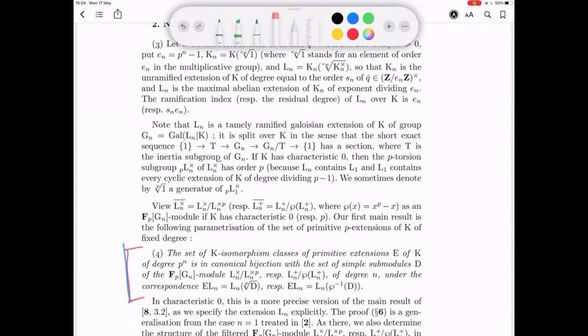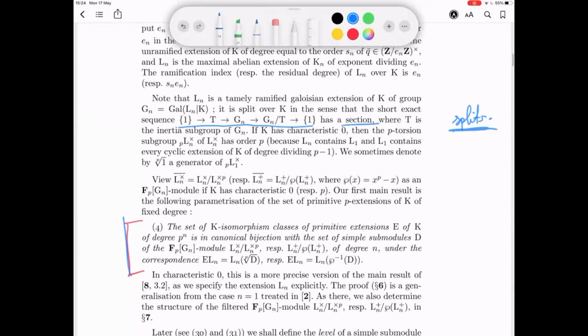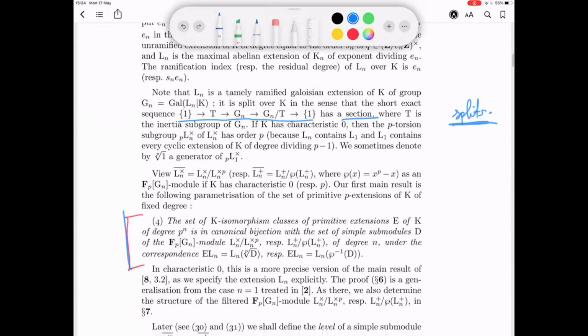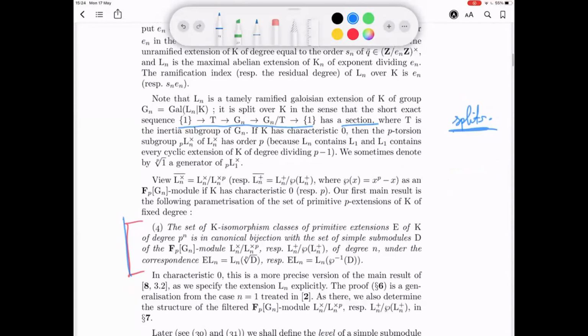Okay, so you have this exact sequence, this short exact sequence, right? But the thing is that this exact sequence splits, meaning it has a section. So you might ask why it splits. And I leave it as an exercise.